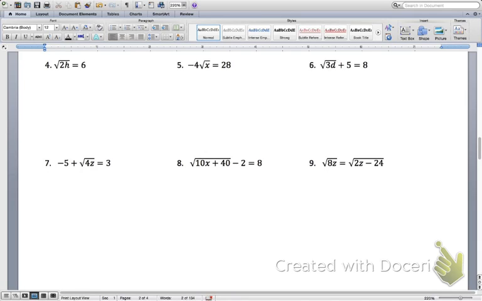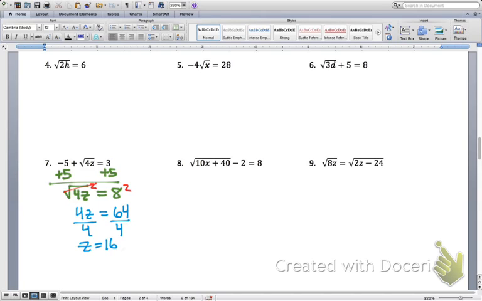All right, now that you've tried them, let's see how well you did. So let's look at number 1. So we start with the negative 5 because it's outside the radical, so I need to isolate the radical, which means I'm going to add 5 to both sides, which gives me radical 4z equals 8. Now I'm going to go ahead and square both sides to cancel the square root. Cancel. And I'm left with 4z equals 8 squared, which is 64. And divide both sides by 4. z is equal to 16.